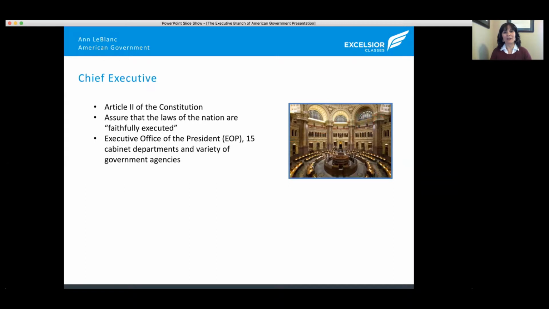So let's talk a little bit about each one of the powers of the President, the first being as Chief Executive Officer. Article 2 of the United States Constitution creates the executive branch of government. The Chief Executive must assure that the laws of the country are faithfully executed. The Executive Office of the President, or the EOP, governs 15 cabinet departments and a variety of governmental agencies. So in essence, the President administers the bureaucracy under the Executive Office of the President. His primary responsibility is to ensure that the laws of the nation are faithfully executed and that the laws are enforced.